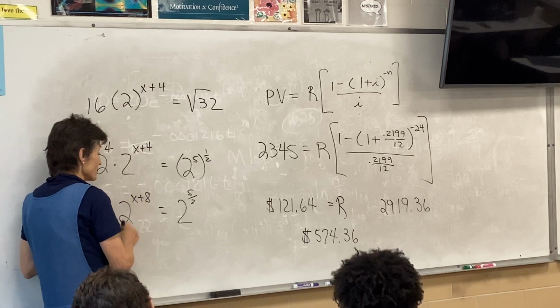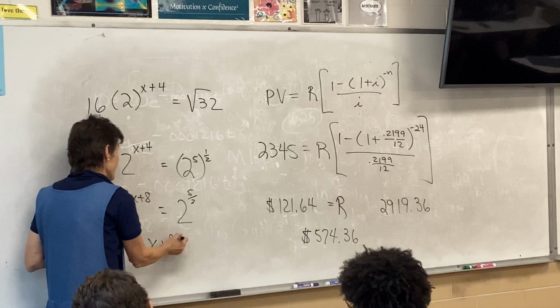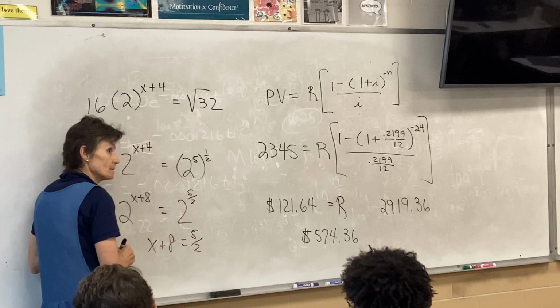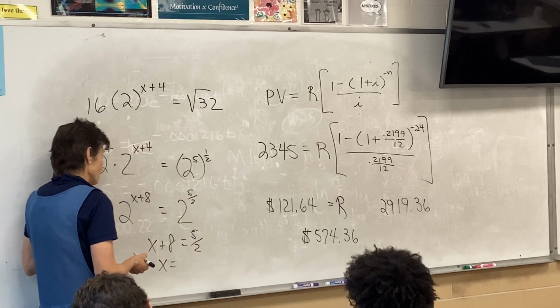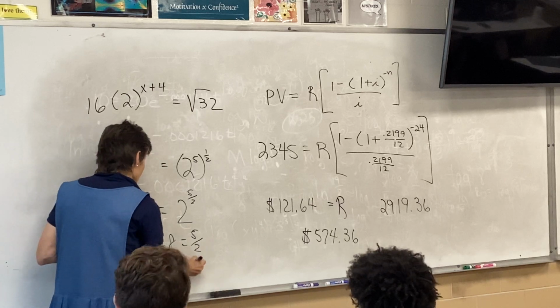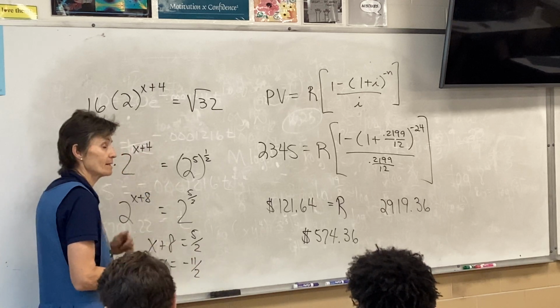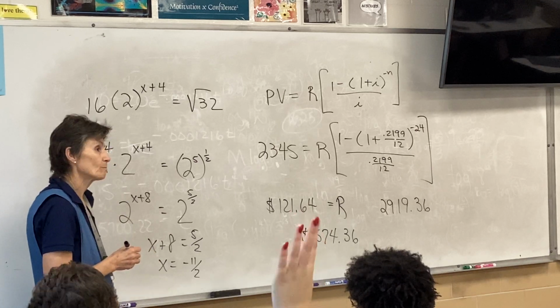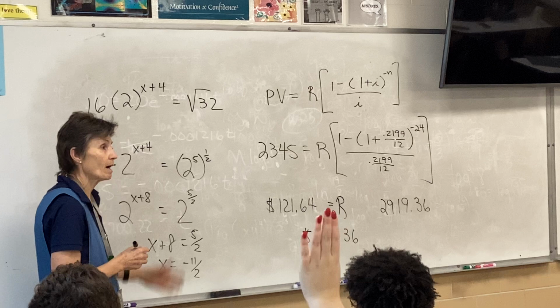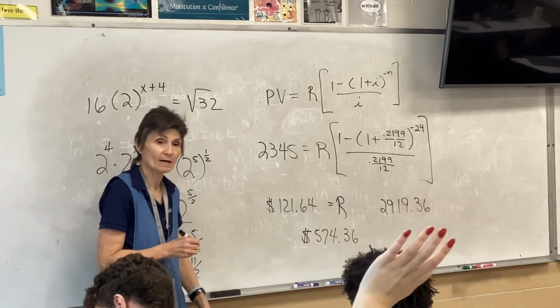Well, if 2 to the x plus 8 equals 2 to the 5/2, then x plus 8 equals 5/2. And x equals whatever, what is that? Negative 11/2, negative 5.5, negative 11/2. Okay? Gotta be able to get a common base. Only way to do it without logarithms.